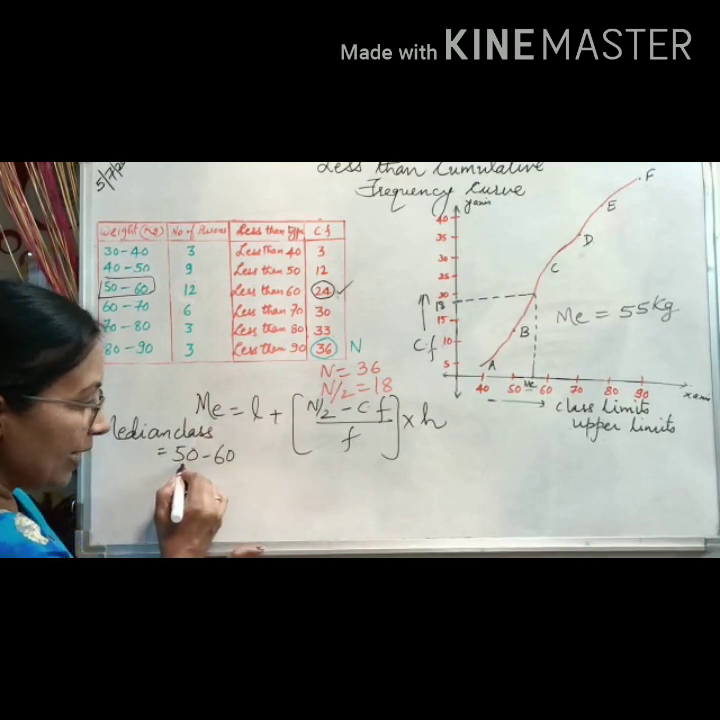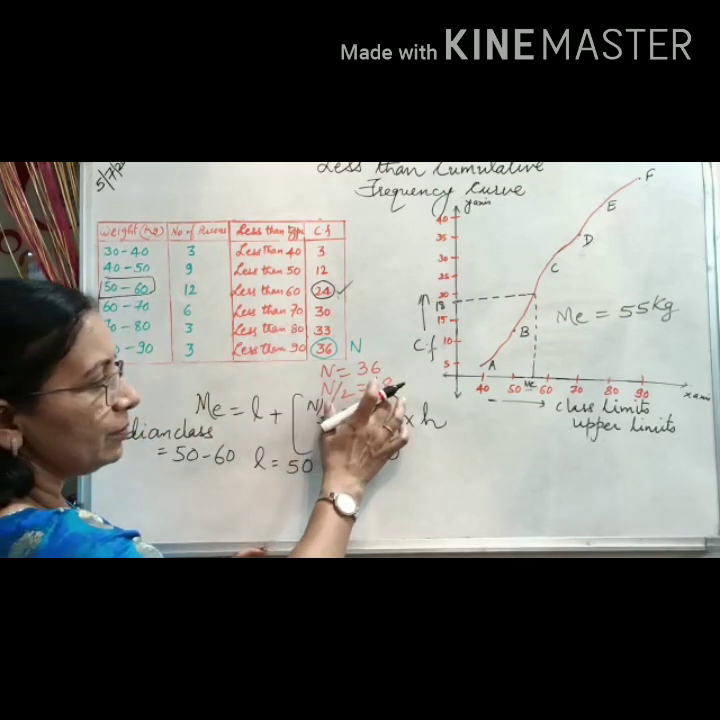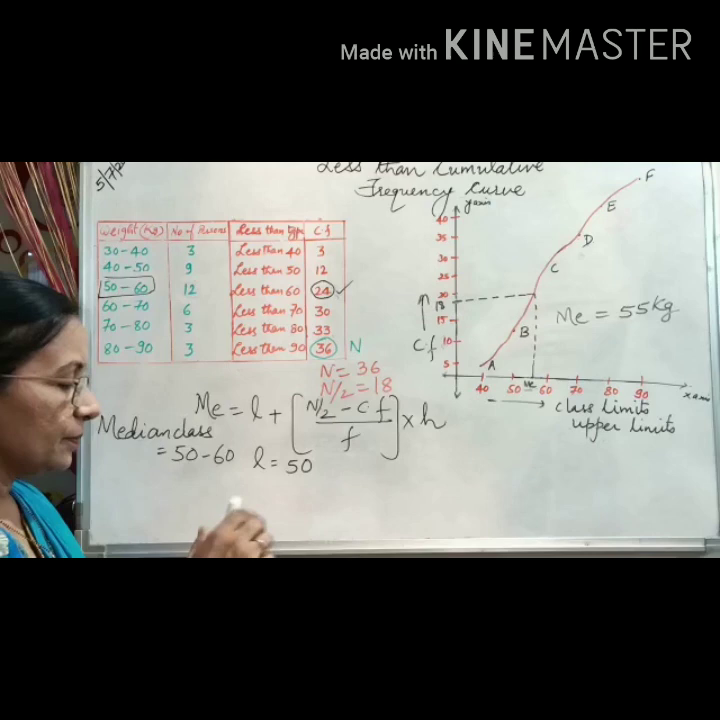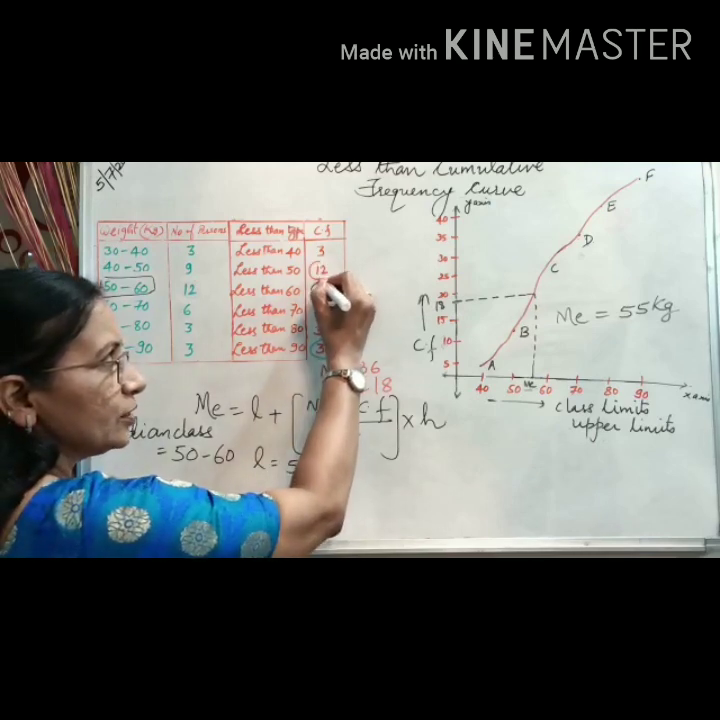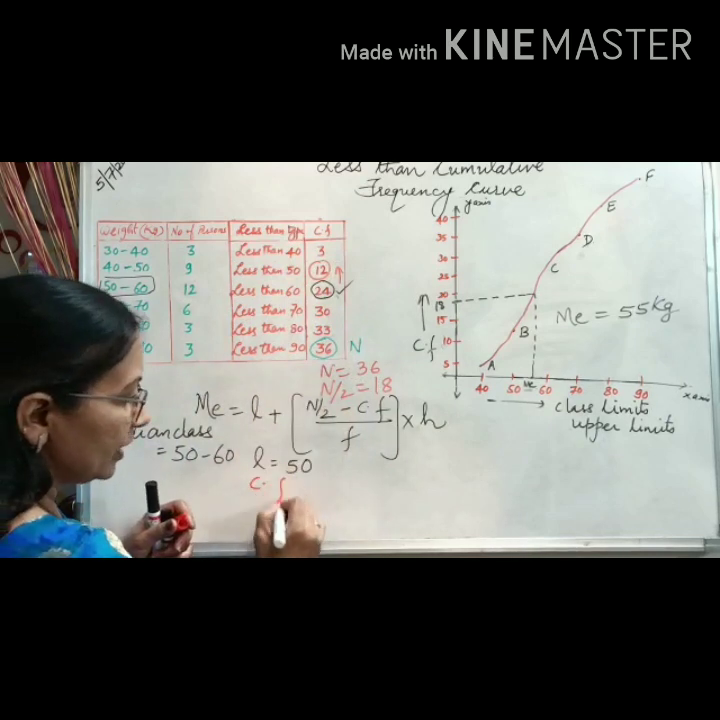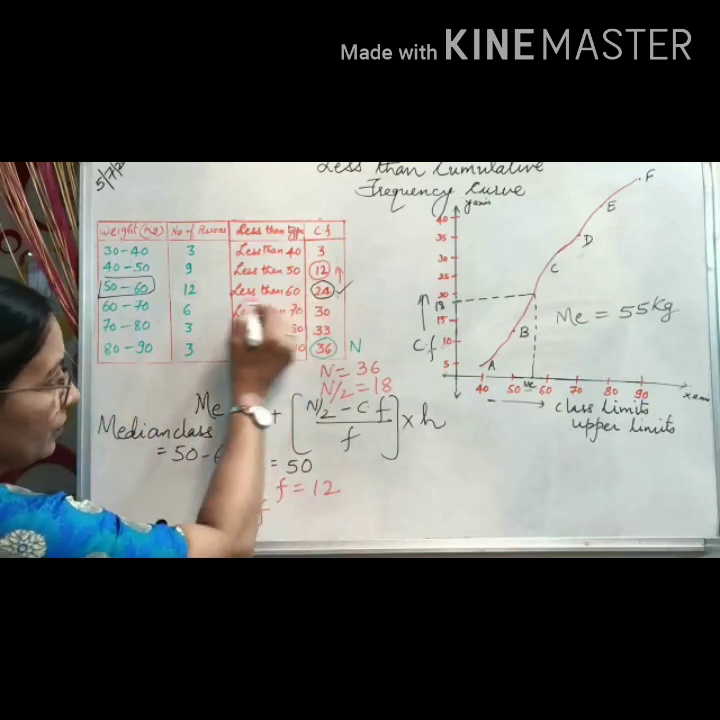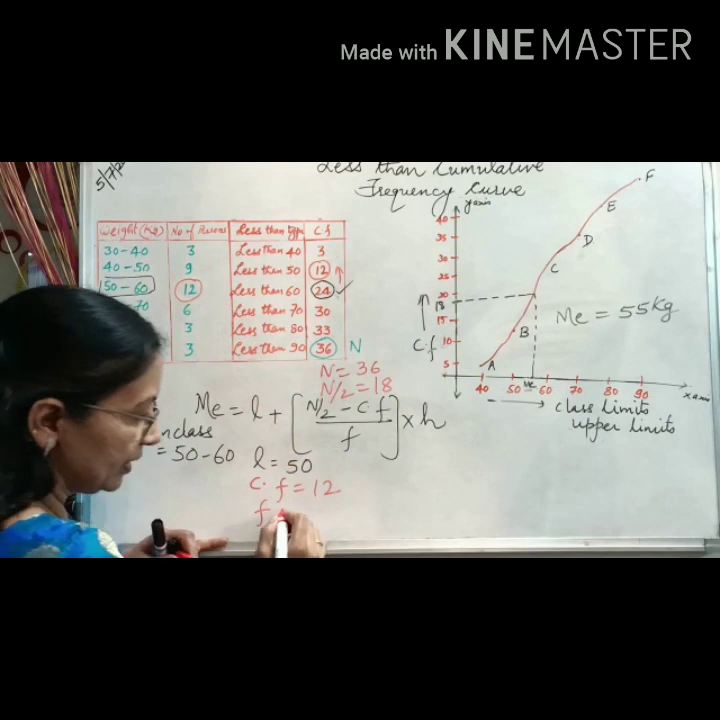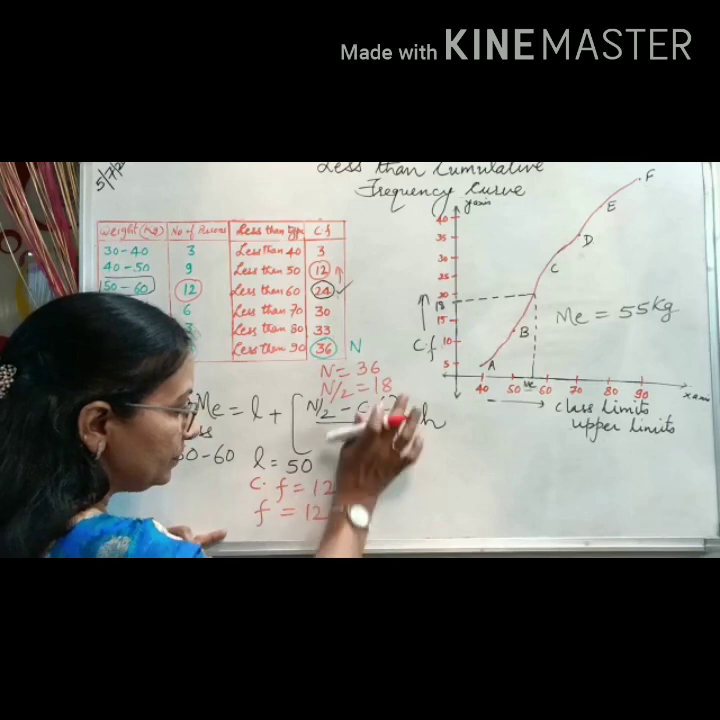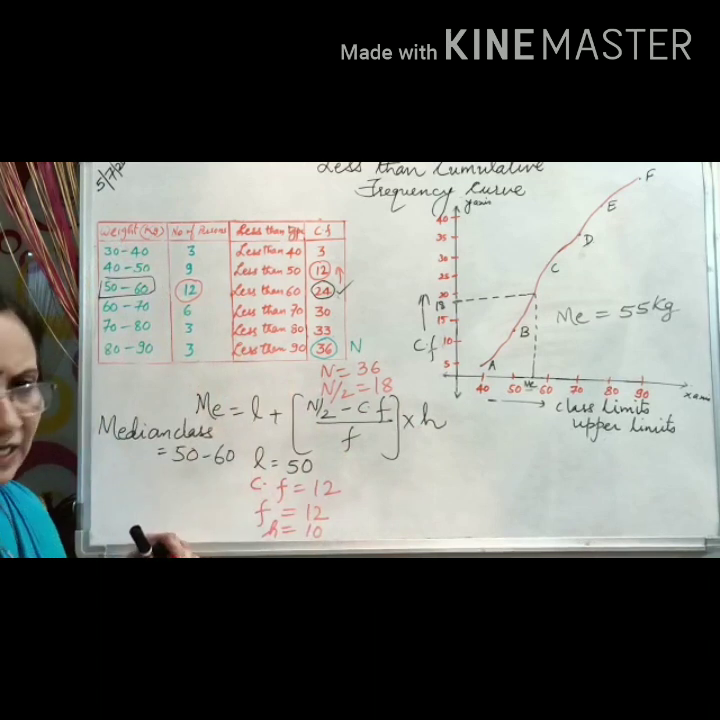Now L is the lower limit of the median class, so L will be equal to 50. We'll write all the values first. N by 2 we have already written. Now cumulative frequency. Which cumulative frequency are we supposed to consider here? The cumulative frequency of the class preceding the median class. That means before the median class. So the cumulative frequency will be 12. And F is the frequency of the median class. So frequency of the median class is equal to 12, and H is equal to 10. That is the width of the class interval.